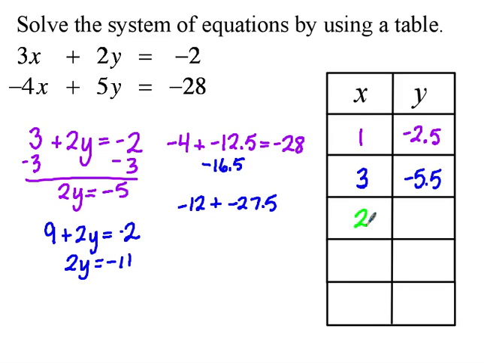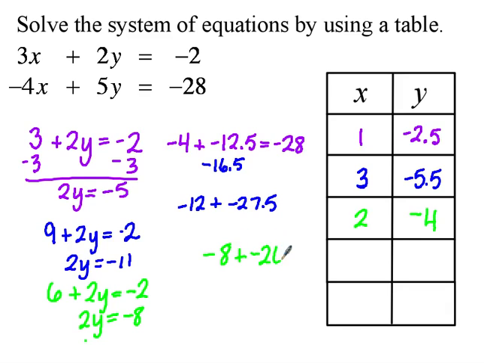2. Okay, so let's plug in 2. If I plug in 2 to the top equation, I get 6 plus 2y equals negative 2. So what does 2y equal? Negative 8. So what does y equal? Negative 4. So let's plug that in. If I plug 2 in for x, I get negative 8 plus negative 20. Does that equal negative 28? Yes. Winner, winner, chicken dinner. So your solution then is going to be 2, negative 4, and that's what you would need to write.